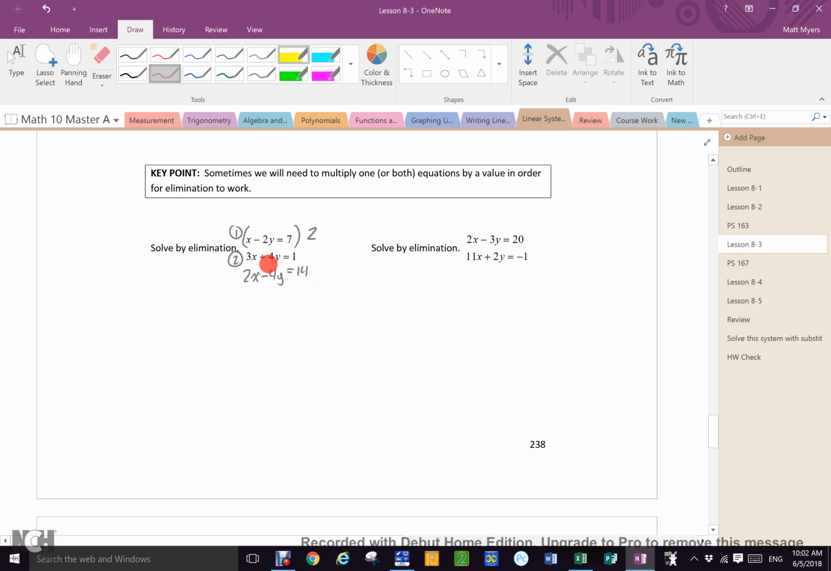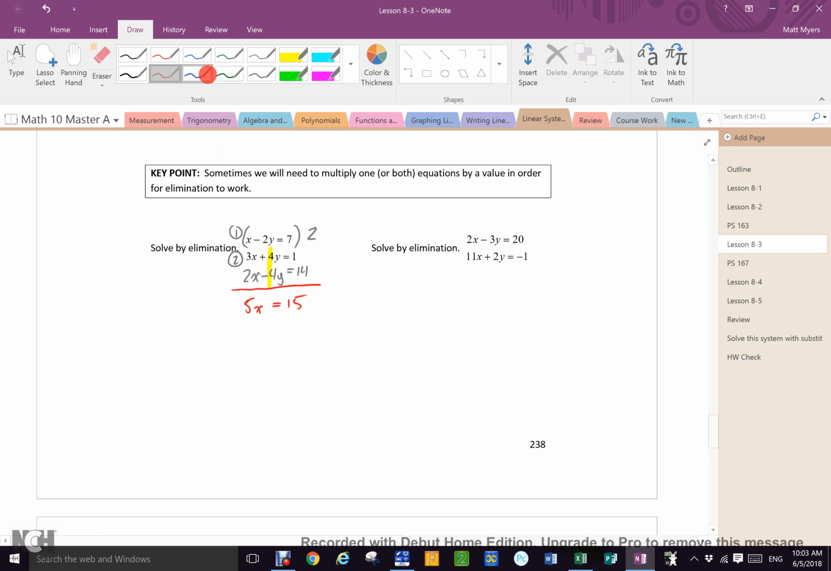What do you see right there? You see two of the same coefficients with a different sign, which means if I add them together, which I will do in red because it is step 1, y will disappear. 3 plus 2 is 5x. 4 minus 4 is 0y. 1 plus 14 equals 15.